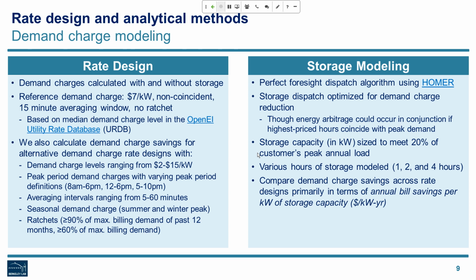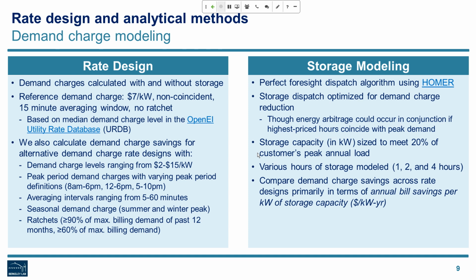We looked at 3 different peak period demand charges with varying peak period definitions: 8 a.m. to 6 p.m., noon to 6 p.m., and 5 to 10 p.m. We looked at averaging intervals ranging from 5 to 60 minutes. We considered 2 seasonal demand charges using a winter and summer peak, and finally considered ratchets, a couple of different kinds of ratchets.